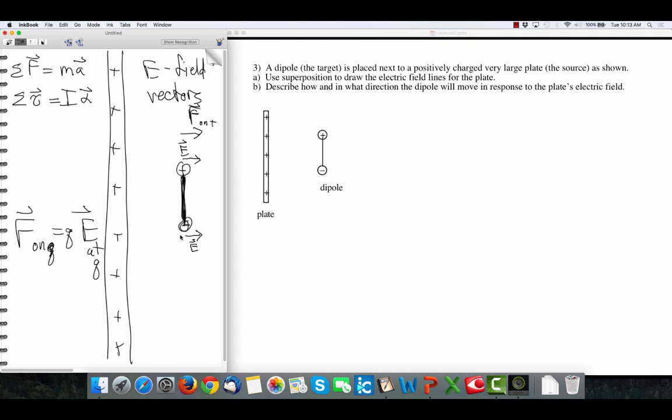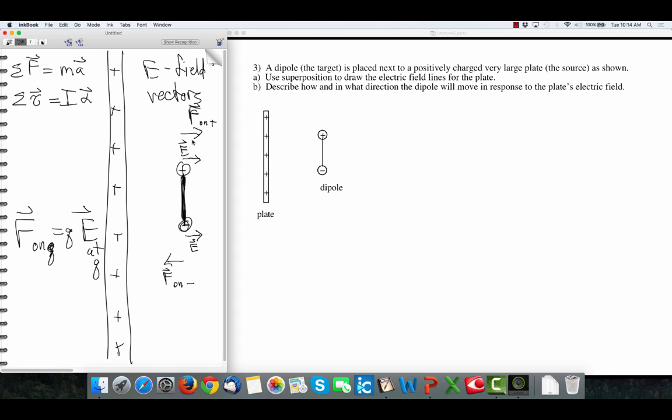This negative charge at the bottom feels an electric field to the right. Same electric field. So it has an electric field vector pointing to the right, but the charge down here at the bottom is negative, and the negative of a vector is a force pointing to the left. So the force on the negative charge points to the left. The electric fields are the same magnitude at the top and the bottom, and the charge is the same magnitude, just opposite sign. So the forces are the same magnitude, just opposite direction.